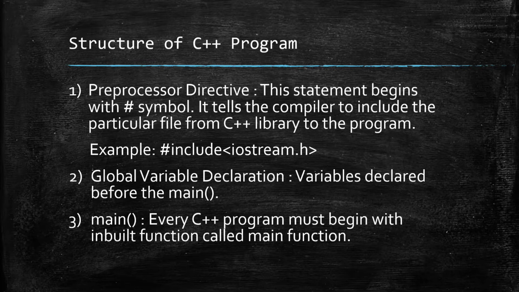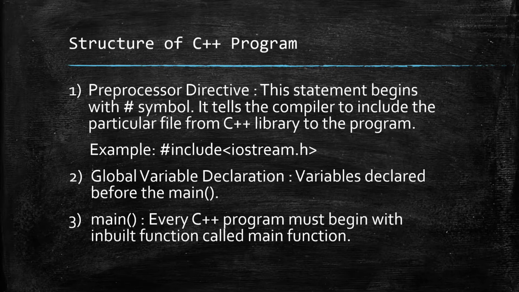So what is this preprocessor directive? So this statement, it begins with a hash symbol. Fine. It must always begin with a hash symbol and it tells the compiler to include the particular file from the C++ library to the program. Fine. So this statement, preprocessor directives, it must always start with a hash symbol. Fine. And it tells the compiler to include the particular file.